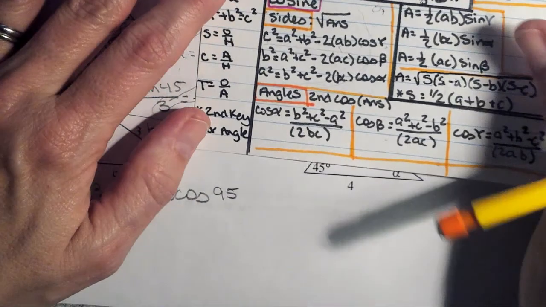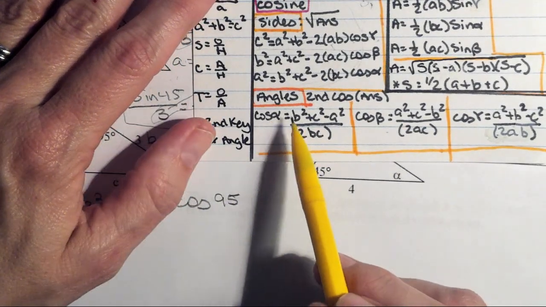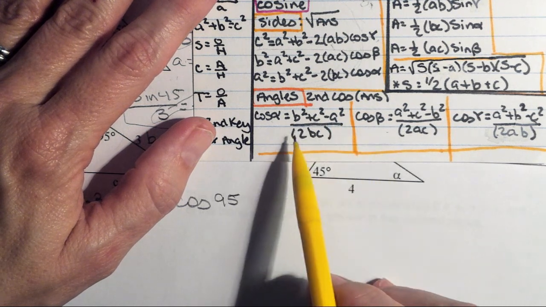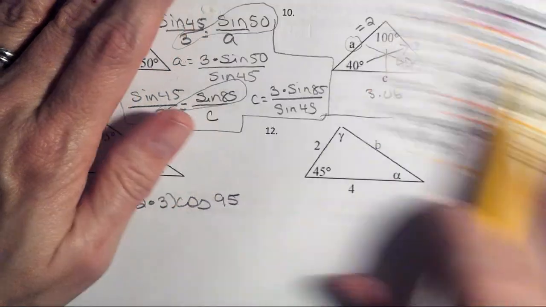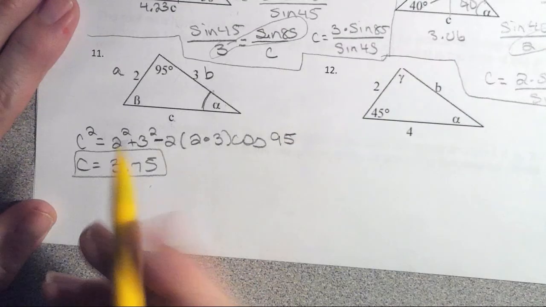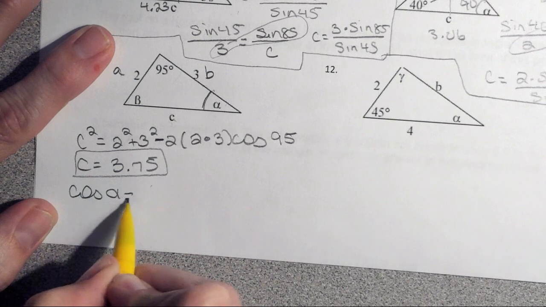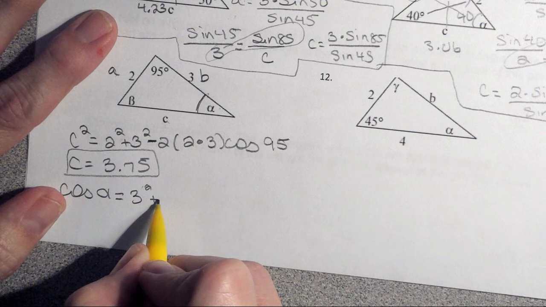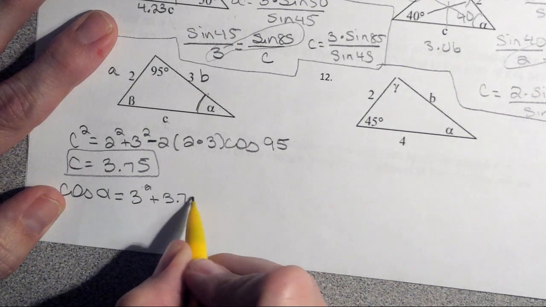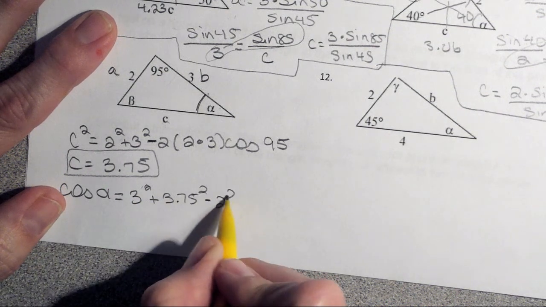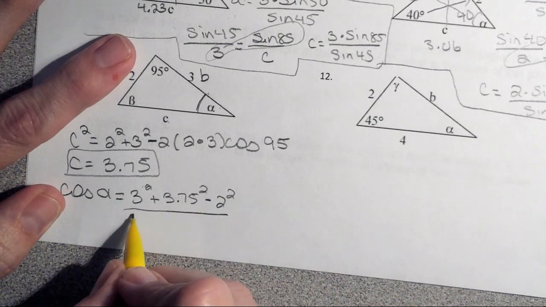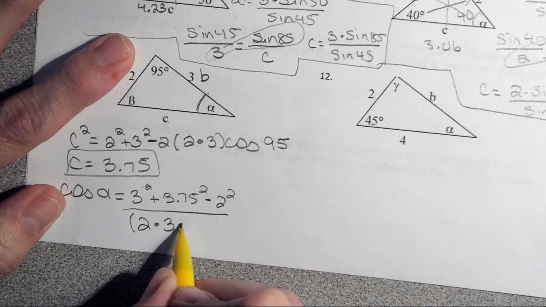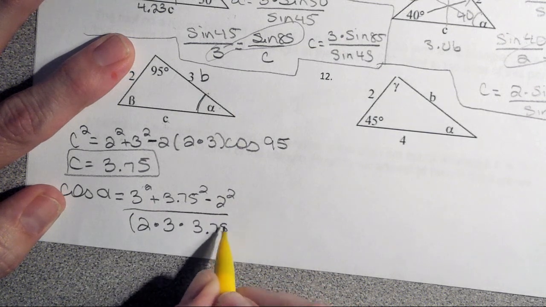I have a formula on my formula card that says to find alpha, I'm going to go b squared plus c squared minus a squared, all divided by 2 times b times c. So here we go. I'm just going to plug into the formula. Cosine of alpha equals, it says b squared plus c squared. We just found c, minus a squared, all divided by, my formula card says to put it in parentheses, 2 times b times c.